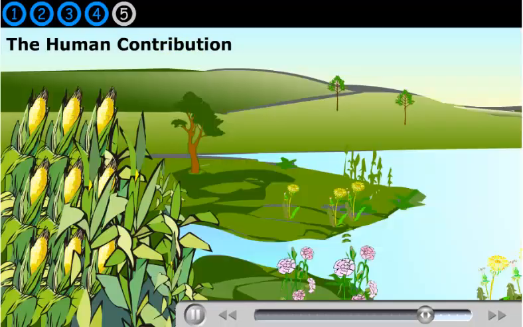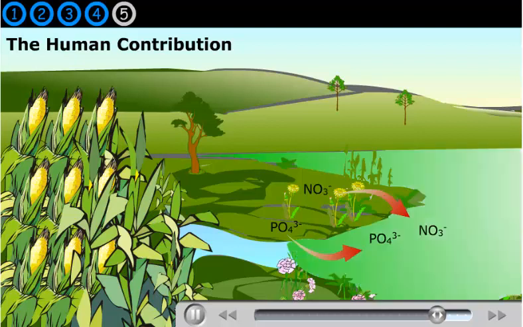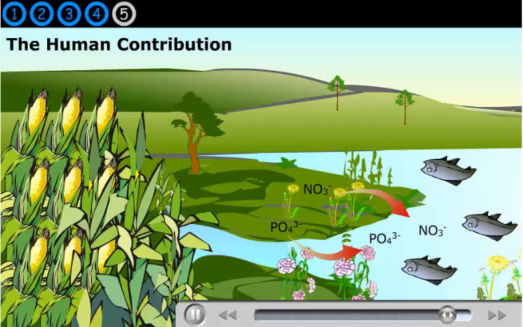Fertilizers also change the balance of elements in an ecosystem. Fertilizers add large quantities of nitrates and phosphates to the soil. These nutrients are carried in groundwater to nearby lakes and streams. The excess nutrients can cause the rapid growth and overgrowth of plants and algae. When the plants and algae die, the decomposers use all the oxygen from the water for cellular respiration, and all other forms of aquatic life eventually die.